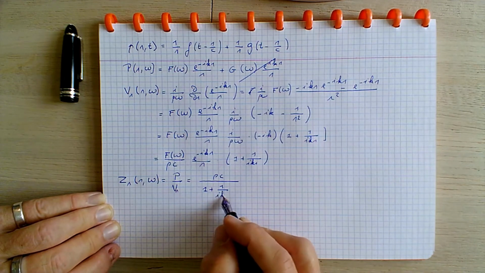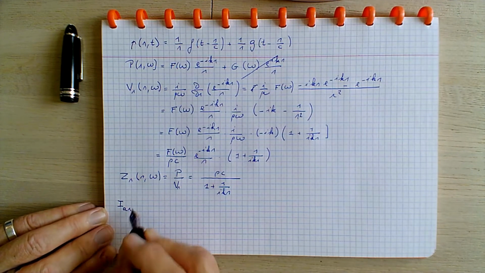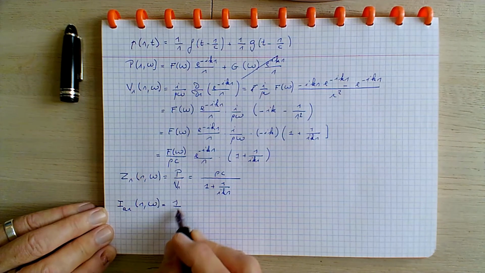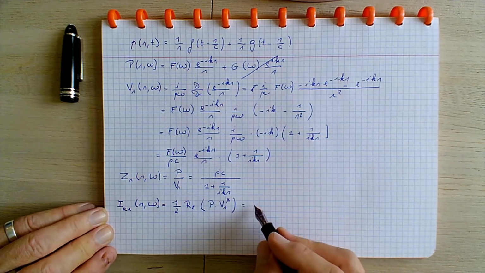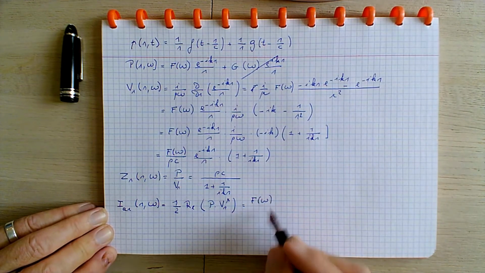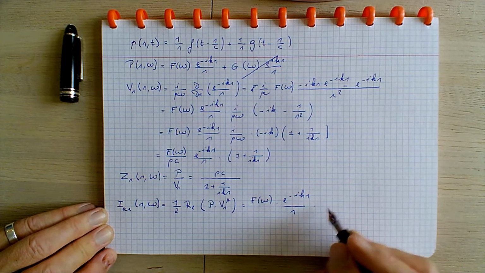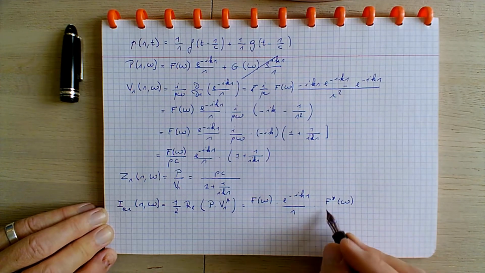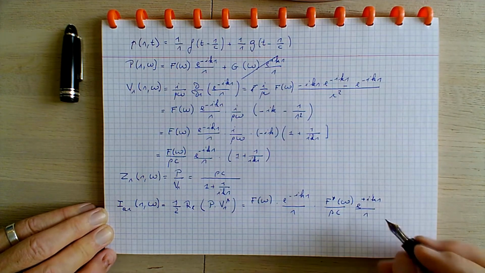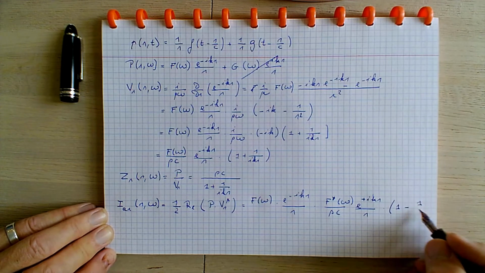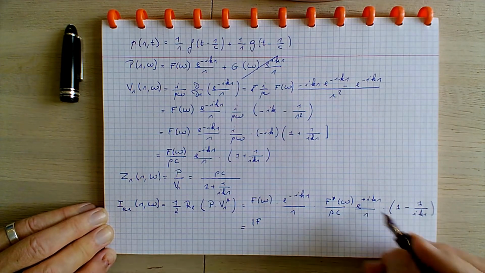And the impedance is the ratio of pressure to velocity, which is rho c divided by 1 plus 1 over ikr, and I will comment on that result later. The intensity is 1 half times the real part of the pressure times the complex conjugate of the velocity. If I develop that, I see that the complex exponential will vanish, that f and f star will give me a modulus of f squared, and that the complex term 1 plus 1 over ikr does not come in because we take the real part of that.